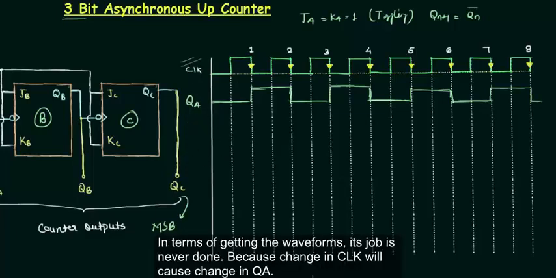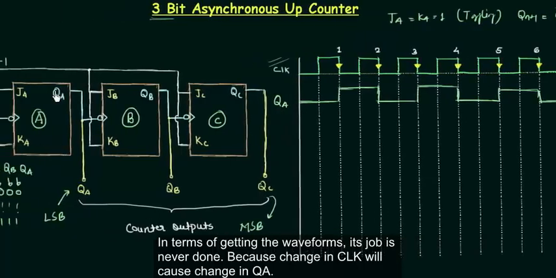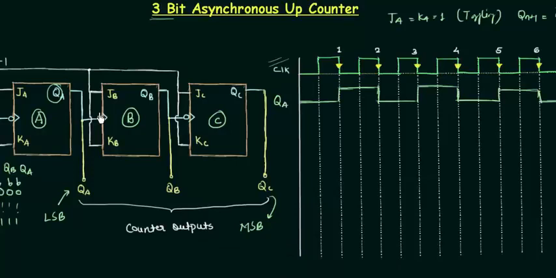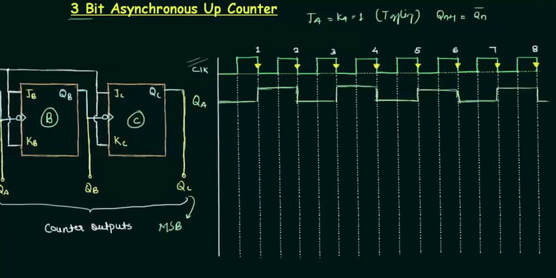Now the important and interesting point comes: you don't have to see this clock again. The job of this clock has been done for QA. And now this QA, if you see this circuit, is going into the clock of the B, which means this QA will now act as the clock for the B flip-flop. So if I want to plot QB, then I don't have to see this clock, but I have to see QA. Now QA is acting as the clock, so I will consider all the falling edges in QA, and the toggling will occur in the B flip-flop depending upon these falling edges.